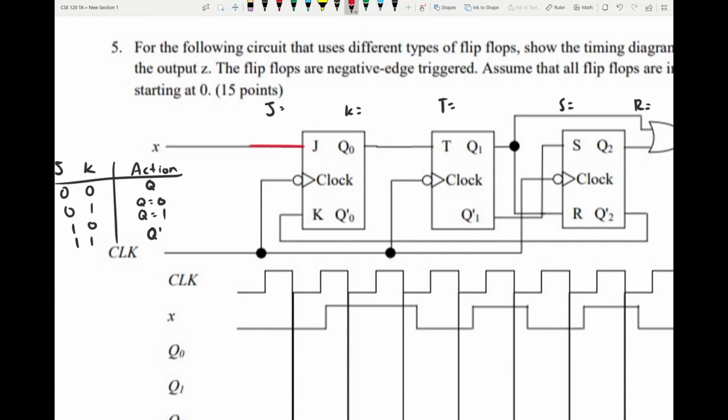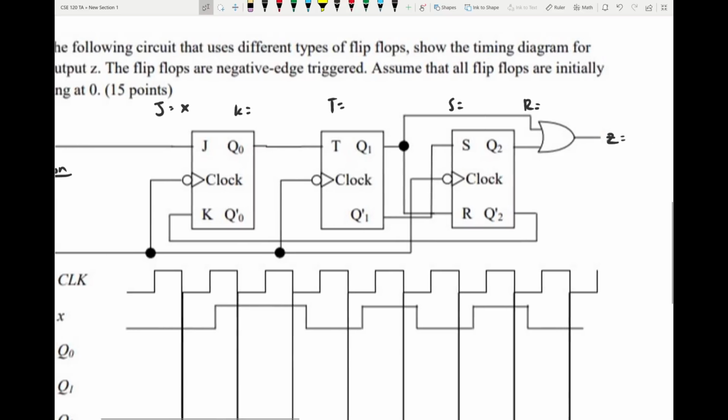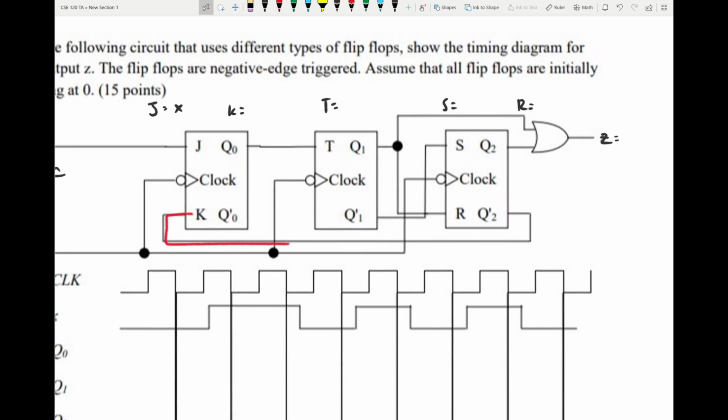For J, that's just X, nothing fancy. Now for K, if we trace this one, that's going to end up being Q2 naught. So in this case, we see the inputs of one flip-flop being dependent on the outputs of another. And that's where this can get a little hazy at times. Now for T, that's just Q0.